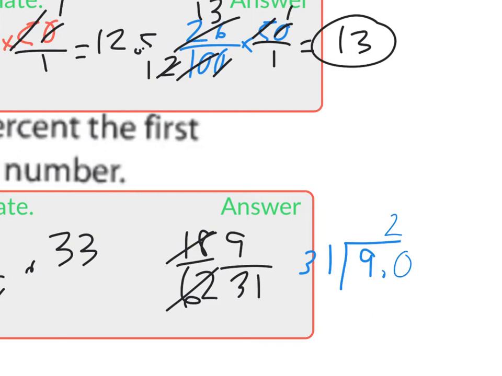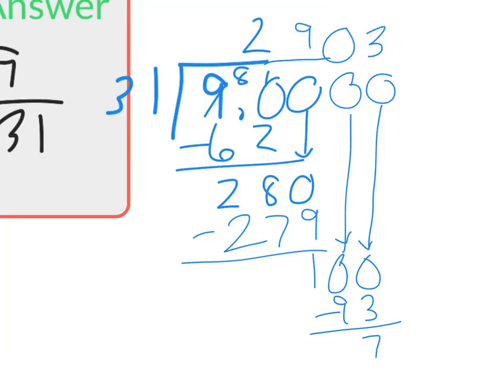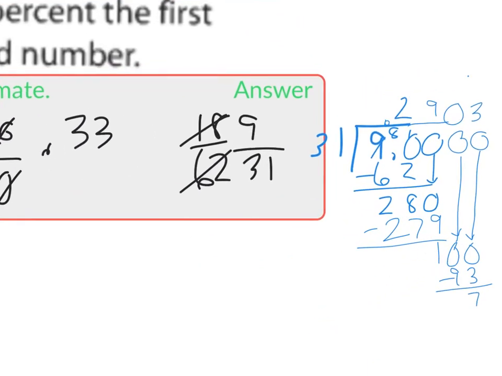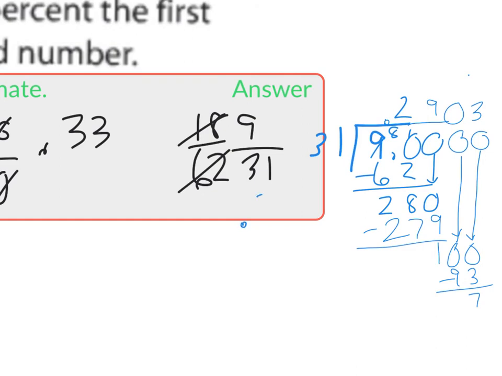31 goes into 90 twice. 62, subtracting, 28, I borrowed. Bring down a 0. And showing you the rest of this work, I see that it's not going to be answered very easily. I got 0.29 and then 0.3, and it's not really going to change the answer that much. So my real answer will be 0.29.